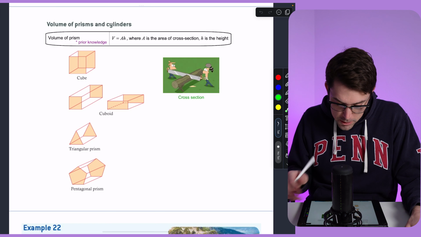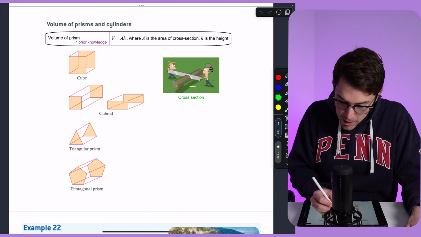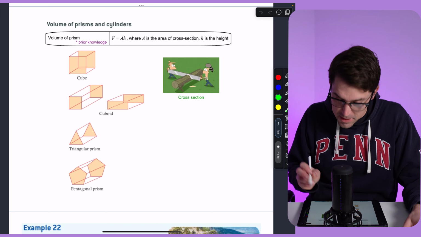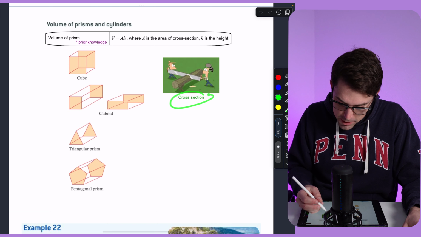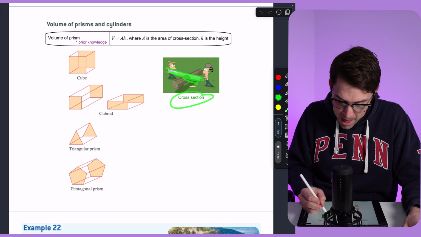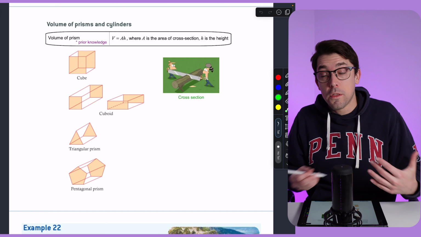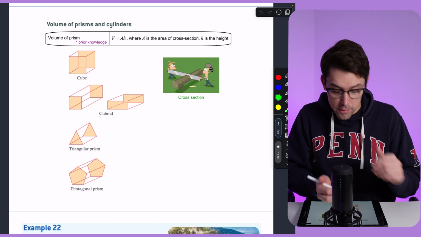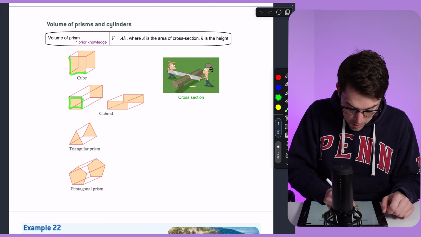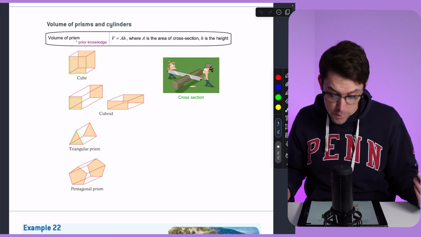Alright, so the volume of a prism and cylinders are considered prior knowledge. So the volume of a prism is essentially the volume of the base times the height. We can also think of the base sometimes, it depends on the shape, as the cross section. Kind of if you cut this thing in half. If I cut this in half, or if I cut this in half, what shape would that section be that I'm going across? Well, in this case, we would have a square, here we'd have a triangle. So it does depend on the shape.